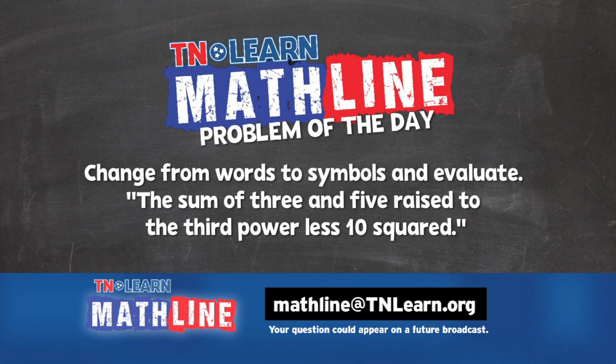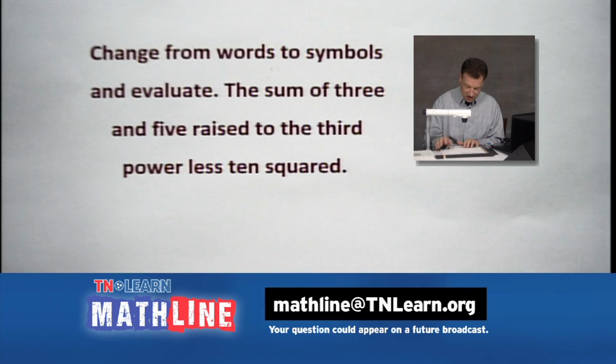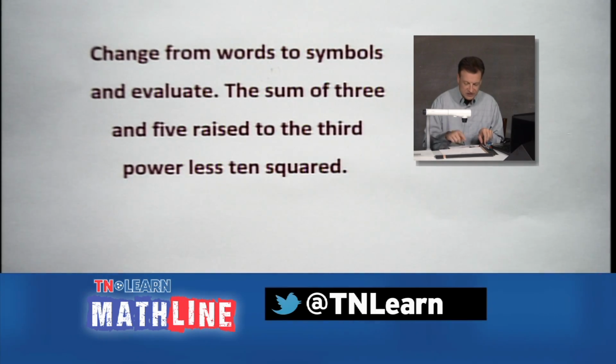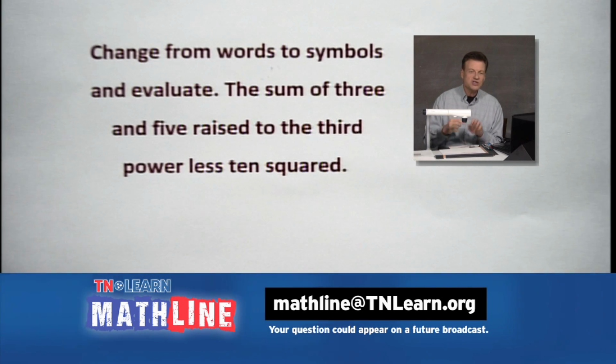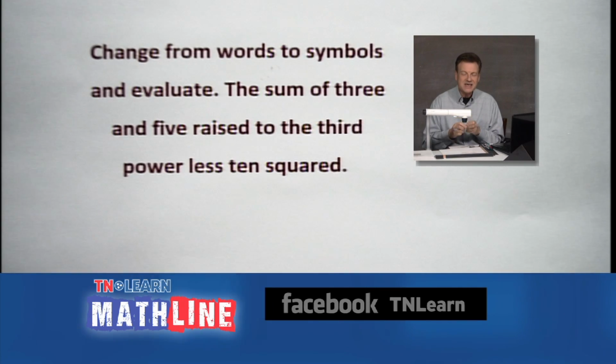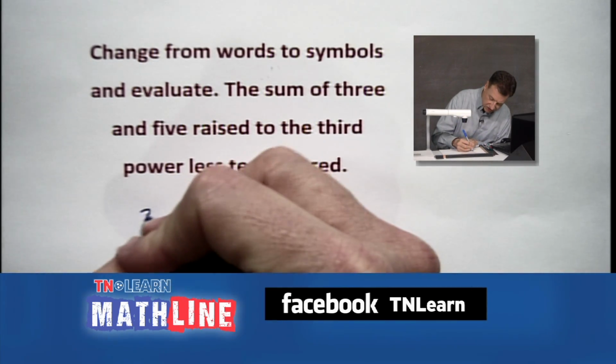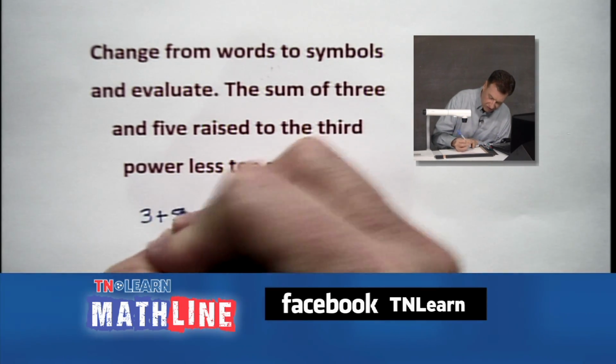So let's take a look at how we're going to take care of this. So we start off with, once again, changing from words. You've got a lot of words there, absolutely no numbers. We're going to change to symbols and numbers, and we're going to evaluate it out. All right, we're going to see what we've got. So first of all, the sum of 3 and 5. That tells me we're going to start with the sum of 3 and 5.